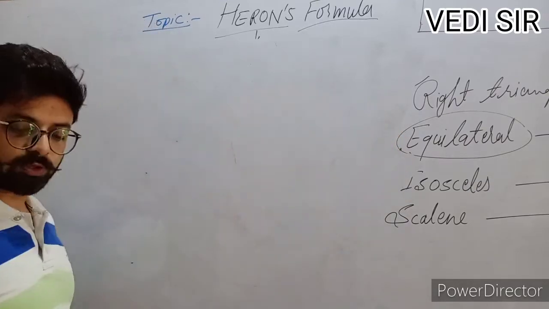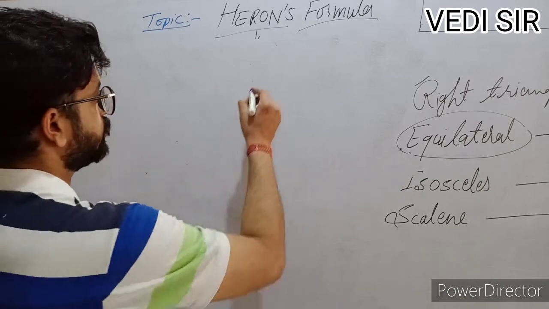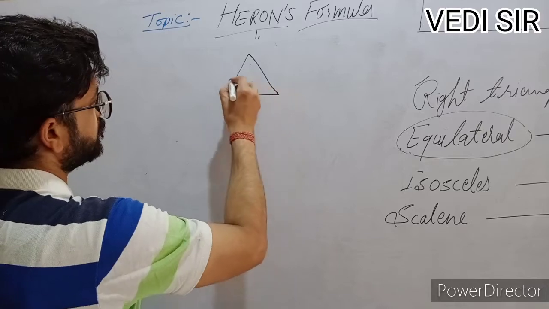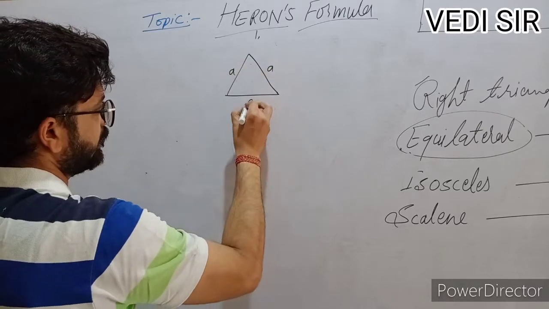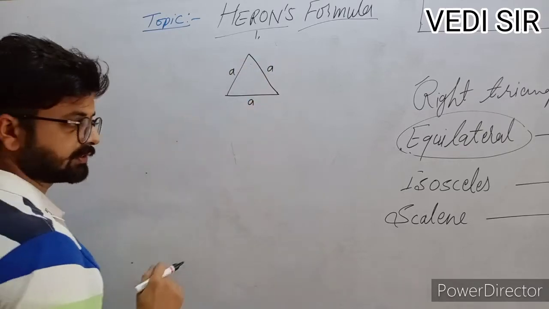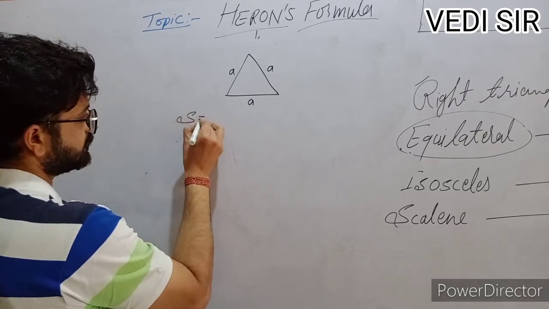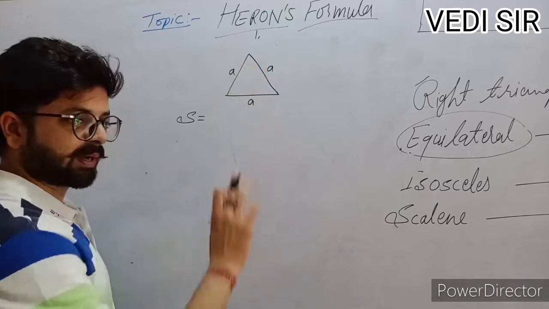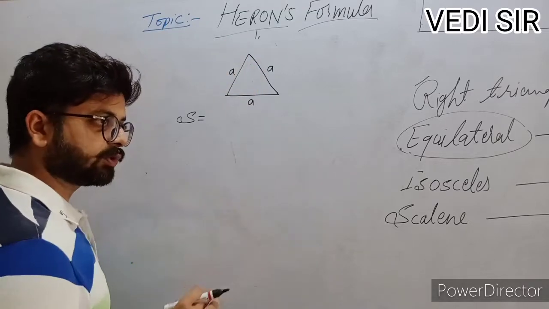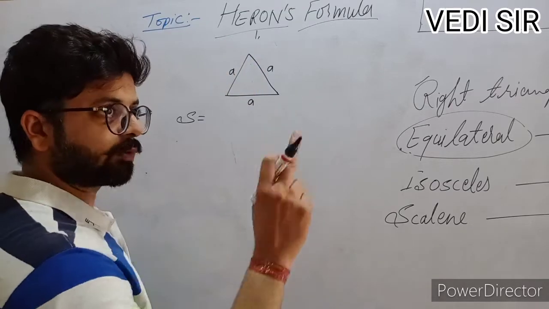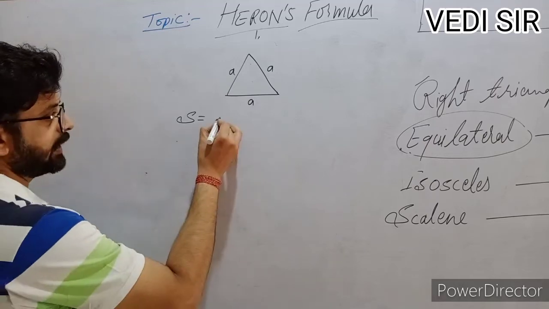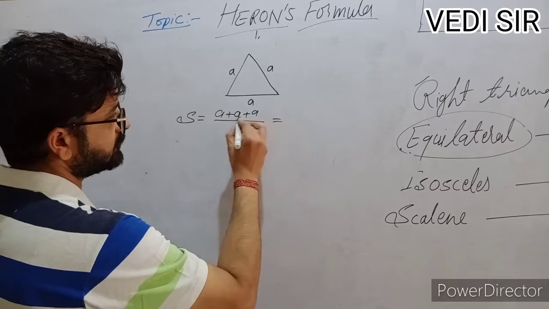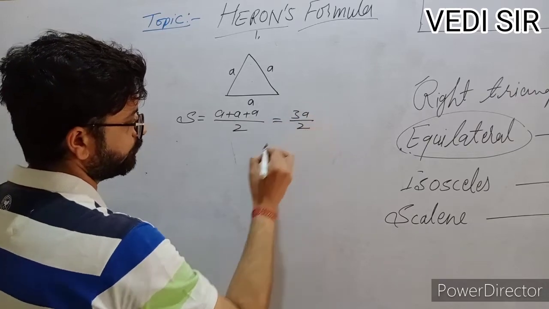This formula came from Heron's formula. Suppose I am going to calculate the area of a triangle whose all sides are the same, like A and A. Now in this case, what will be the S? Suppose I don't know the value of A and I don't know the Pythagoras theorem. So I am telling you the derivation of that formula, root 3 upon 4 into side square. S is A plus A plus A divided by 2, which is 3A divided by 2.